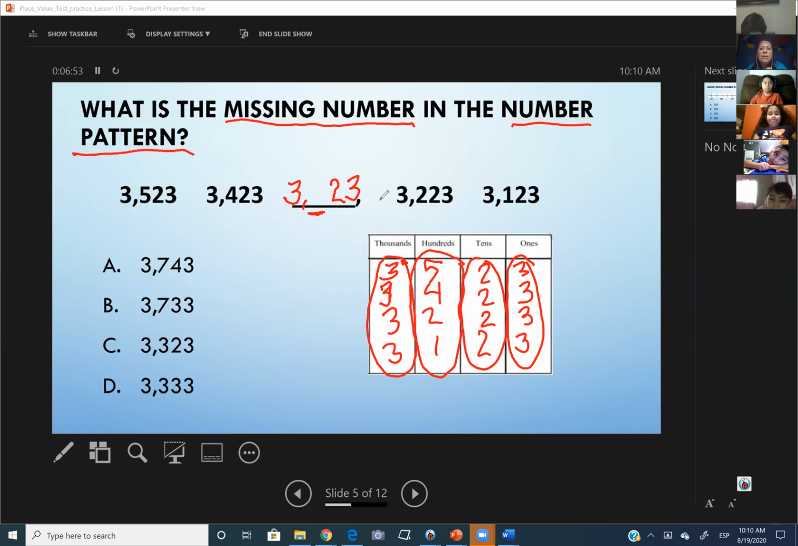So let me now check on the last part of my problem to see 500, 400. So this one should be 300. Then 200 and 100. So my missing number is going to be letter C. So most of you chose the right answer. So you are doing an excellent job.